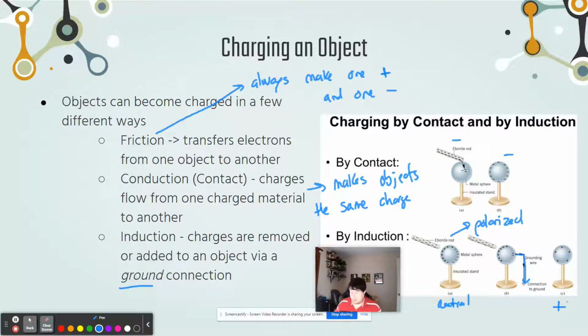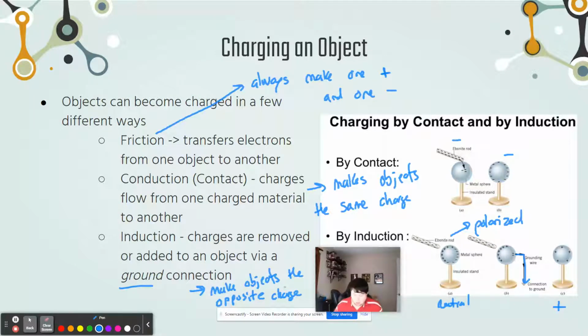So one interesting thing about induction is induction allows you to make objects the opposite charge by utilizing that grounding wire. And we'll go ahead and take a look at this in an activity to make sure that things are making sense there.